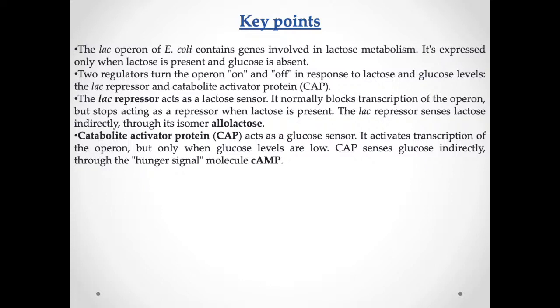Why? Because the lac repressor senses lactose indirectly through an isomer, allolactose. So it knows that allolactose is coming, and it will not repress. Then the catabolite activator protein acts as a glucose sensor. It activates transcription of the operon, but only when glucose levels are low. If glucose levels are high, this CAP will not work. CAP senses glucose indirectly through the hunger signal molecule cAMP.